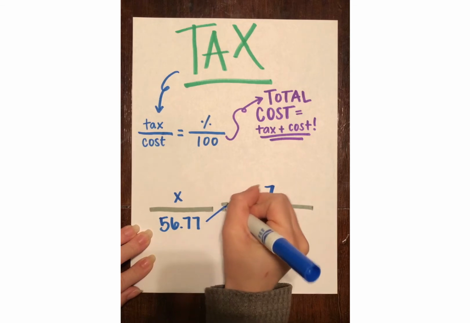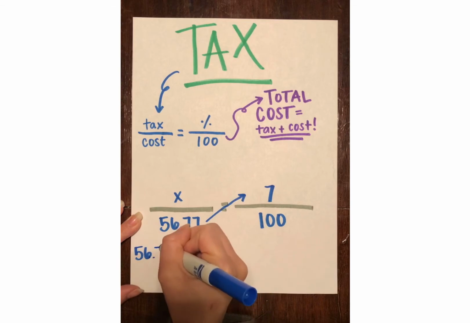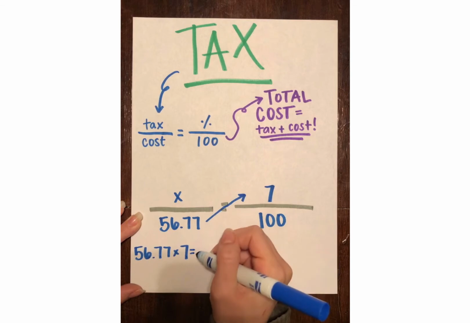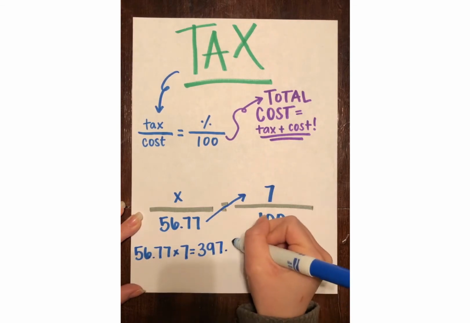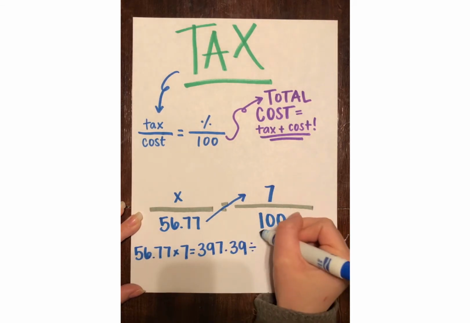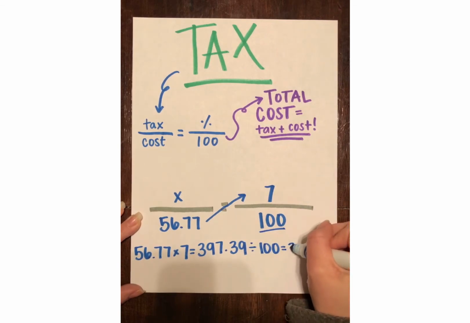Then if we cross multiply, we do 56.77 times 7, which will give us 397.39. Then we divide by our oddball, and in the end, it gives us 3.97, which is what I'm going to round to because we're talking about money. So this represents our tax.